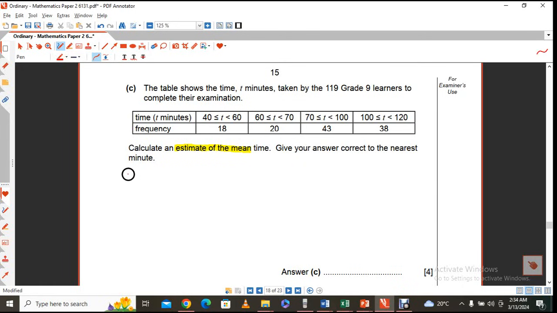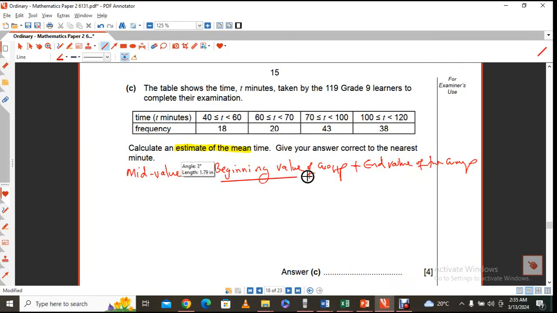And the way you find the mid value, you take the beginning value of the group, then you add the end value of the group. Don't worry about the handwriting, just follow. And then you divide that answer by 2. So here I'm going to write mid values.